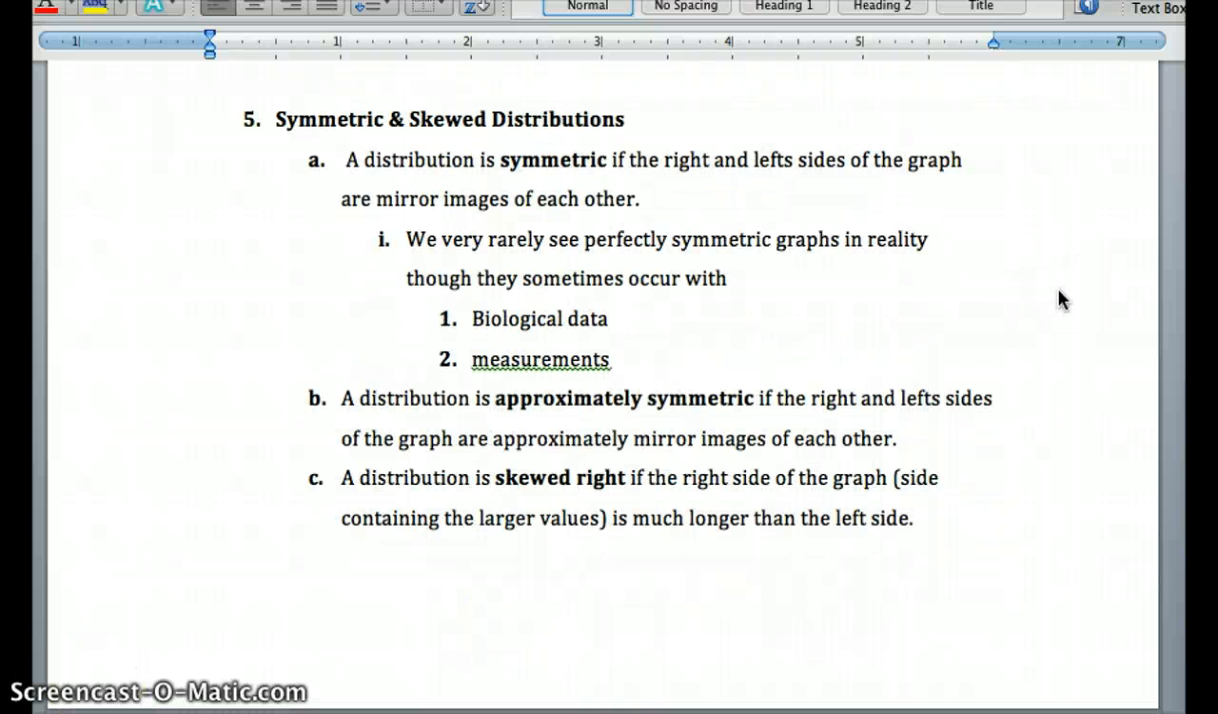So again, symmetric data is great. When we get to sampling distributions, we'll tend to get more symmetric data, but we rarely see perfectly symmetric graphs in reality. Biological data, sometimes tool measurements can give it to us. So we'll say approximately symmetric if it's not perfect. If it's skewed right, remember, you have some values that are much bigger than the rest of the data pulling the mean up. If it's skewed left, some values are much smaller than the data, pulling the mean down.